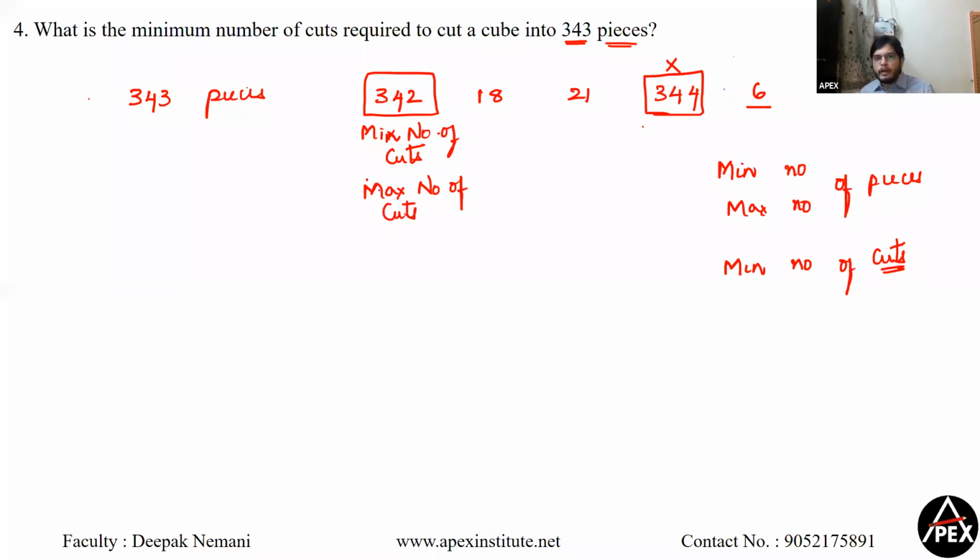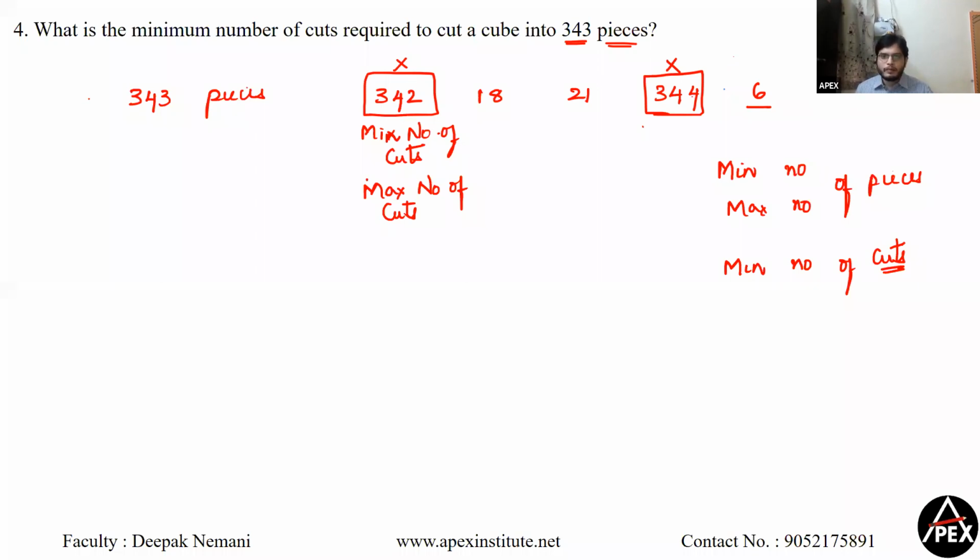When you make 342 cuts only in one direction, then you will get 343 pieces. Okay, so the maximum number of cuts is 342. Don't get confused between the minimum number of pieces and the minimum number of cuts. Clear? So the answer is not 342. Is this point clear now? Yes. Okay, so the answer is not 342.